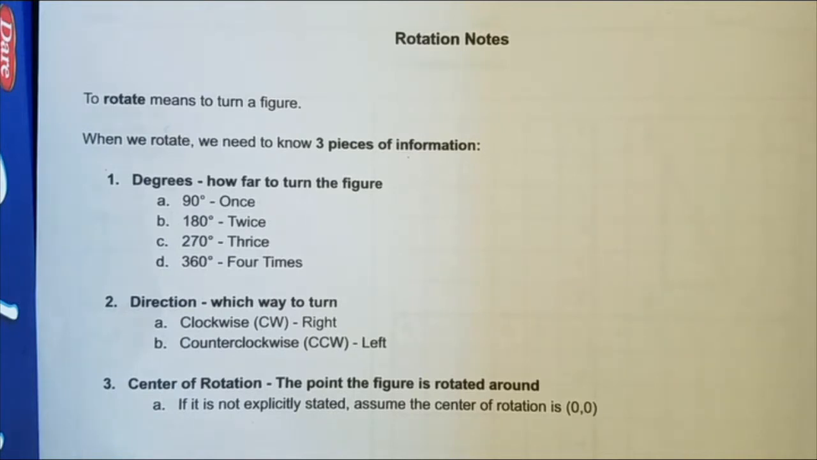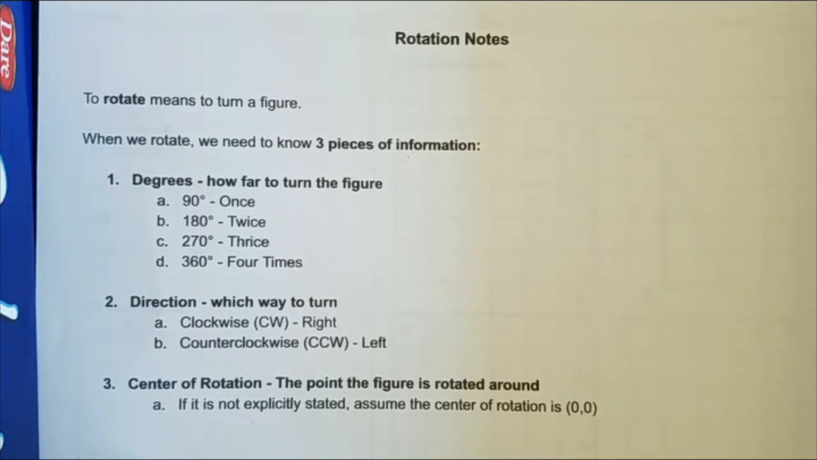So the degrees tells us how much we want to turn a figure. Notice that we have 90-degree increments. So if we want to turn it 90 degrees, we turn the paper once, 180 degrees, turn the paper twice, 270 degrees, turn the paper 3 times, and 360 degrees, we turn our paper 4 times.